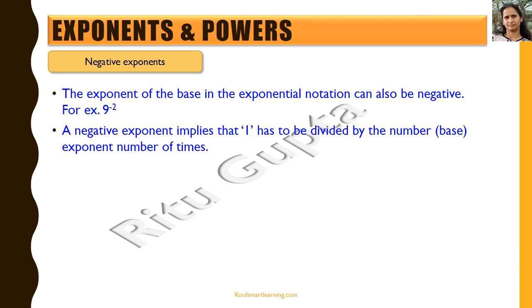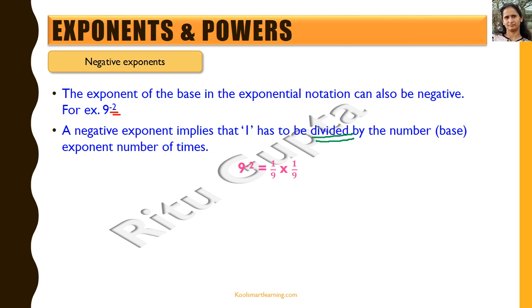Now a negative exponent implies that one has to be divided by the number, exponent number of times. As we know, a positive exponent means 1 is multiplied with the number, exponent number of times. But if we have an exponent which is negative, that means that one has to be divided by the number, exponent number of times.